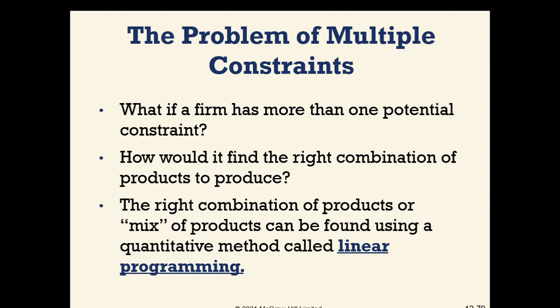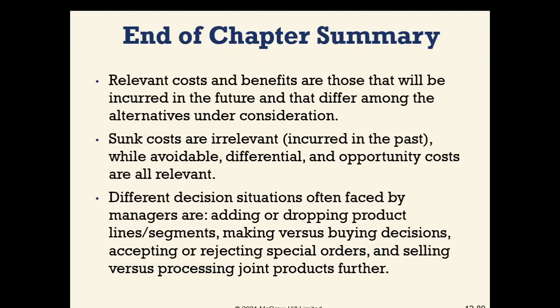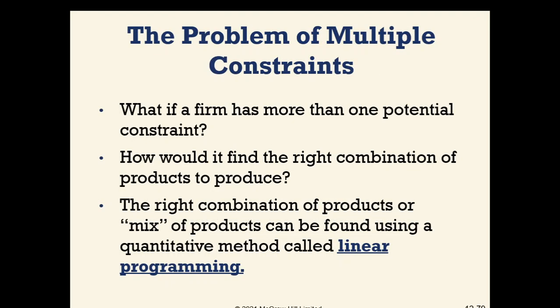The problem comes when a firm often has more than one potential constraint. So how do we find the right combination of products to produce when we're dealing with multiple constrained resources? The right combination, or mix of products, can be found using a quantitative method called linear programming. We're not going to go into what linear programming is. It's outside of the scope of this particular course. The takeaway here is looking at the contribution margin per unit of the constrained resource, not just the contribution margin per unit of the product.